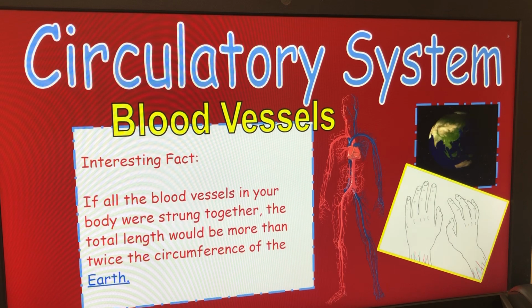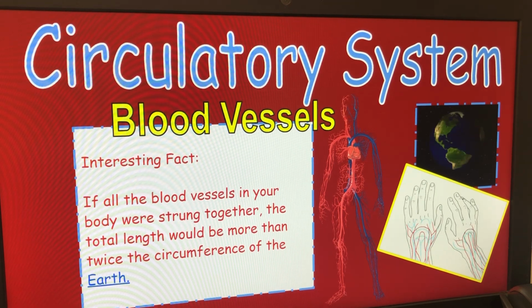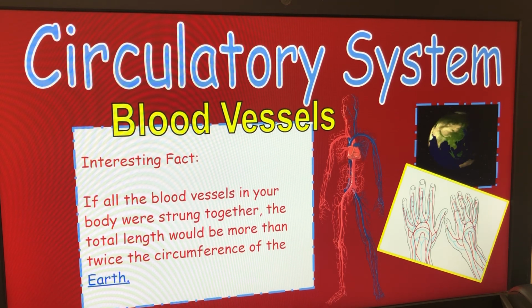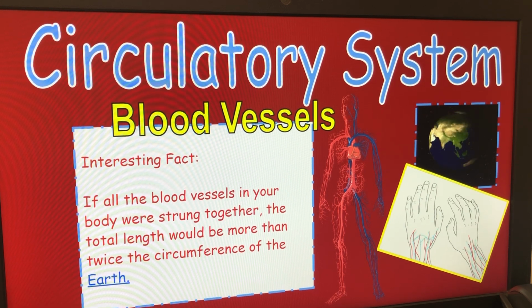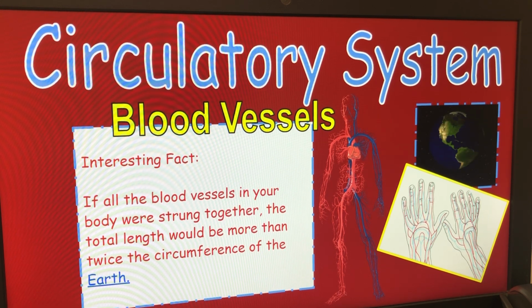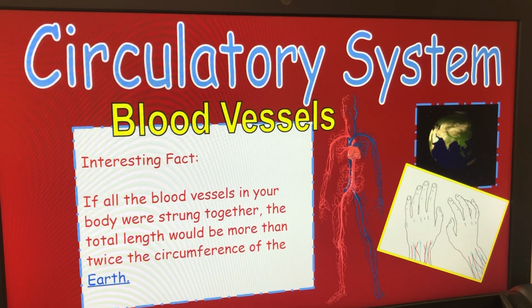Now, this is a really interesting fact. If all the blood vessels in your body were strung together, the total length would be more than twice the circumference of the earth. So think about that.